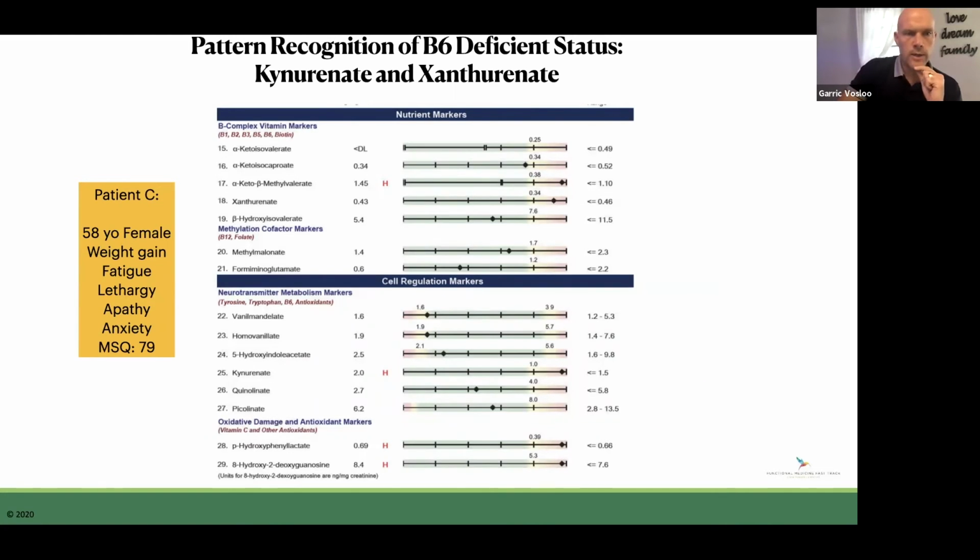So having a look at patient C here, we have a 58-year-old female, who has weight gain, fatigue, lethargy, apathy, anxiety, MSQ 79. We're going to follow this patient through with the next pattern as well. So here you'll see a high xanthurenate and we've got the high kynurenate. So that is immediate. We've got a B6 deficiency. Again, thinking back to why we have that B6 deficiency, we more than likely go back, address the gut, but we may need to start with supplementing some B6.